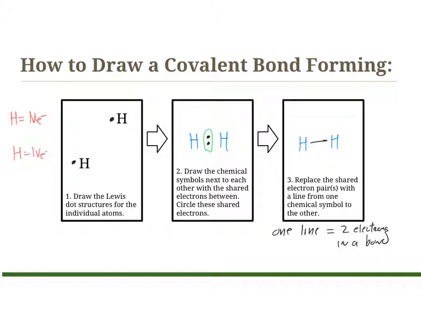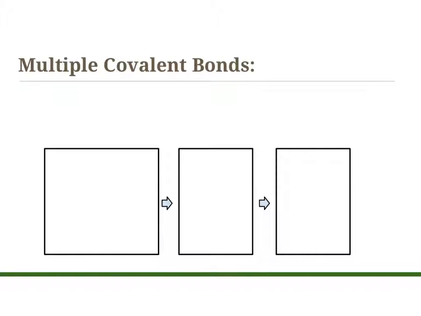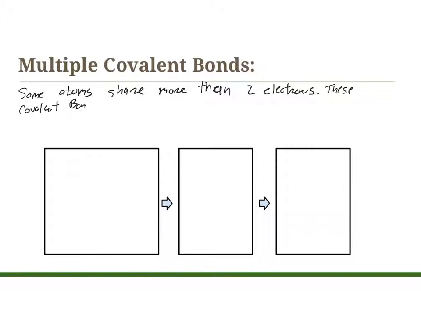So that's kind of the long and the short of it, so we're going to go through a couple of examples. Sometimes, though, as one of the examples, we can talk about the idea that some atoms share more than two electrons. And so these covalent bonds are known as double bonds.